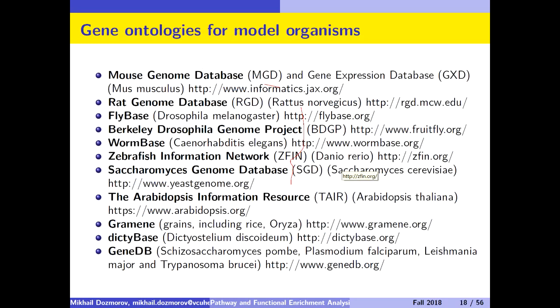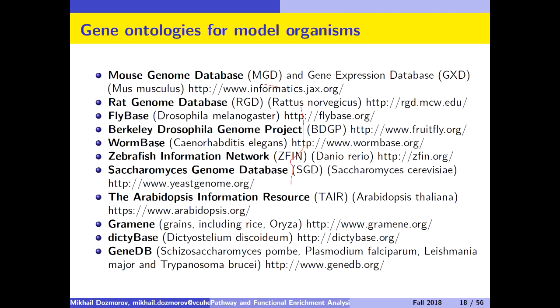There are many different ontology databases for different organisms, for mouse, for rat, for Drosophila, C. elegans, zebrafish, and so forth. All of those databases provide you with knowledge of which genes are doing what in each and every organism. You also have ontologies for plants, for yeast, and so forth. So if you work with organisms other than human, you can use those databases.